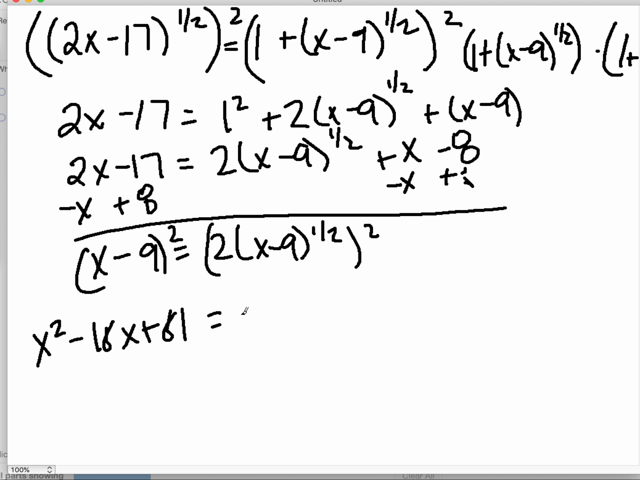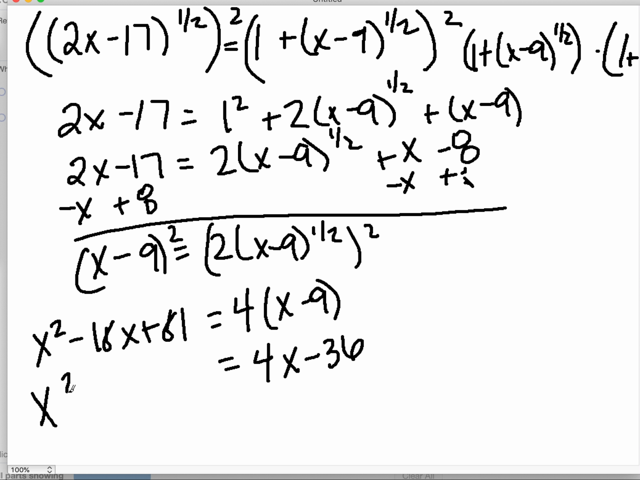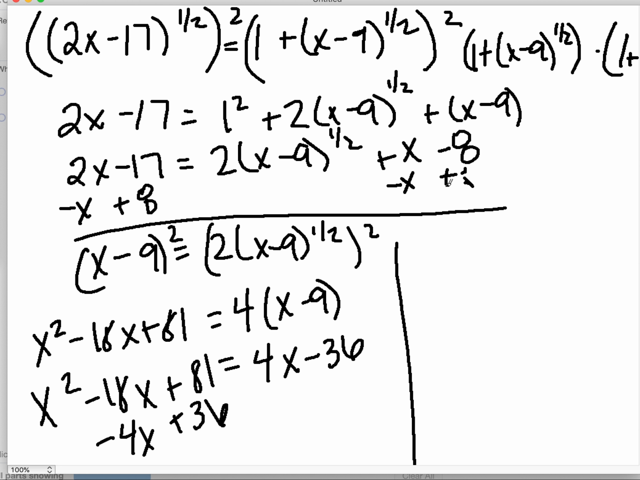Now when I square the parentheses, I'm going to square the 2, and I'm going to square the x minus 9 to the 1/2. And then I'm going to distribute the 4 through there. And so then I'm just going to combine my like terms again. So I'm going to move the 4x and the 36 over by subtracting 4x, adding 36, and that is going to give me x squared minus 22x plus 117.